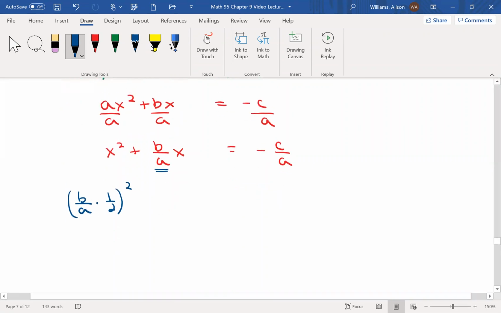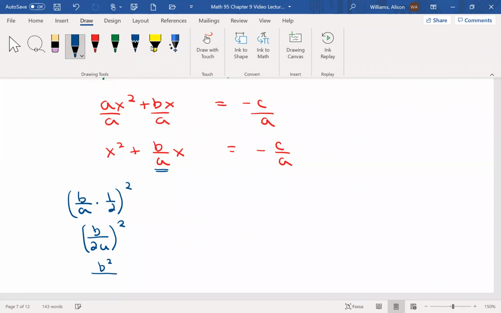So that's going to be, when you multiply fractions, you go straight across. So that's b over 2a squared. And now squaring that is going to be, so I'll square the numerator, which is b squared, and then the denominator would be 4a squared. And that is what I'm going to add to both sides. b squared over 4a squared.